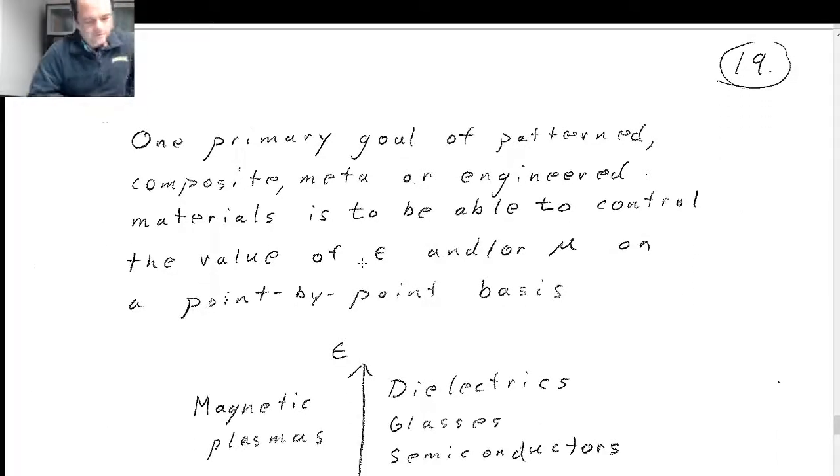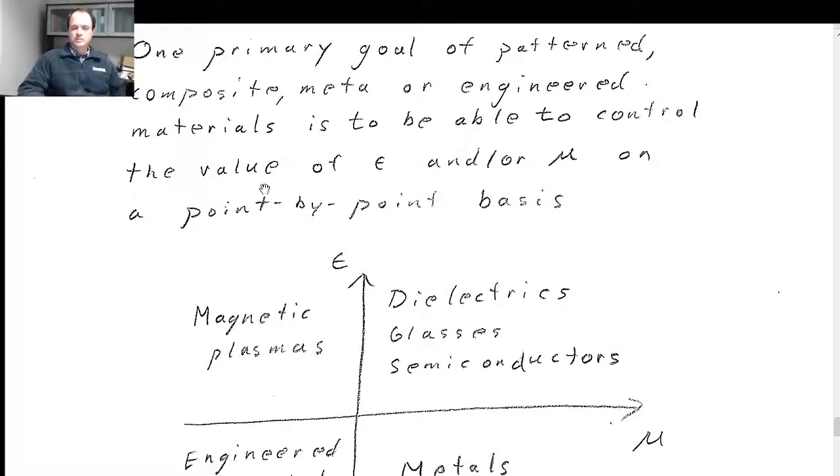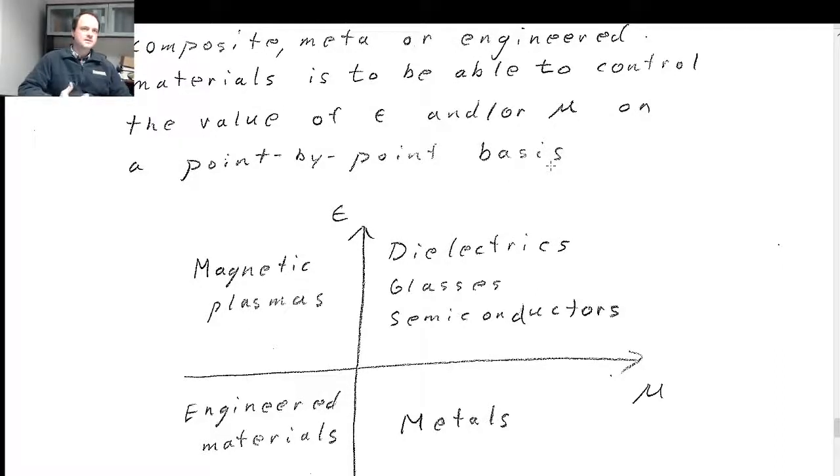So now we're getting to the goal of patterned materials, or composite materials, or metamaterials, or engineered materials, or a variety of other terms people use to say materials that may not exist in nature, but we want to have epsilon and mu have particular values on a point-by-point basis in a material, on a surface, along a line, or something. And so we want to engineer epsilon and mu to be something that turns out to be useful for a particular application.